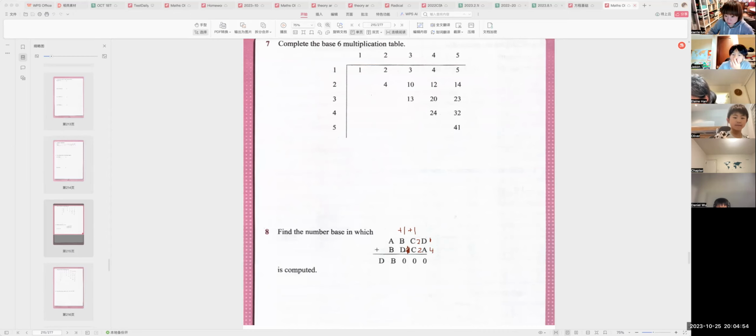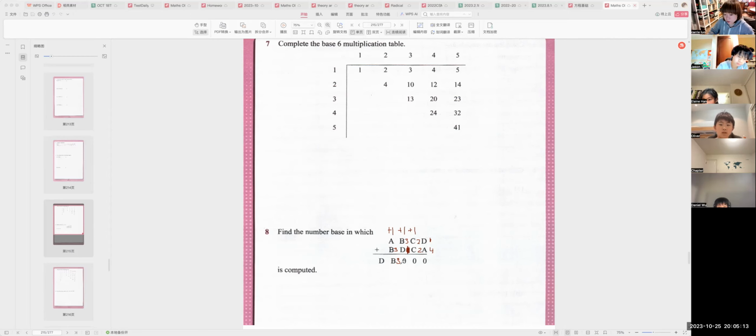D is 4 is wrong because it's too big, because B cannot be 0, right? So D is 1, so B can be 3. So 1 plus 3 plus 1 equals 5, and carry over again. So B is 3. So we can see what? So 3 plus 1 is 4.